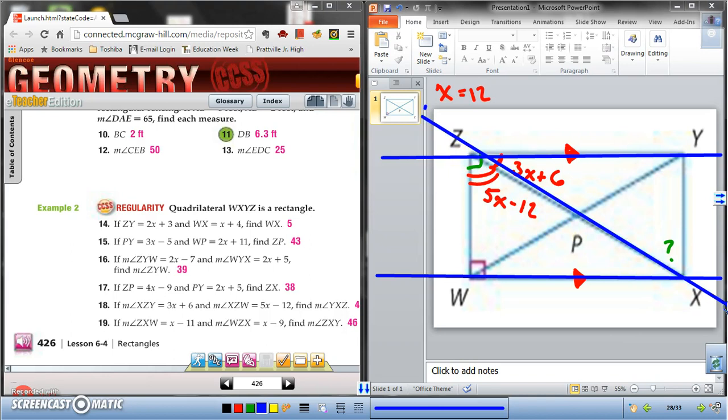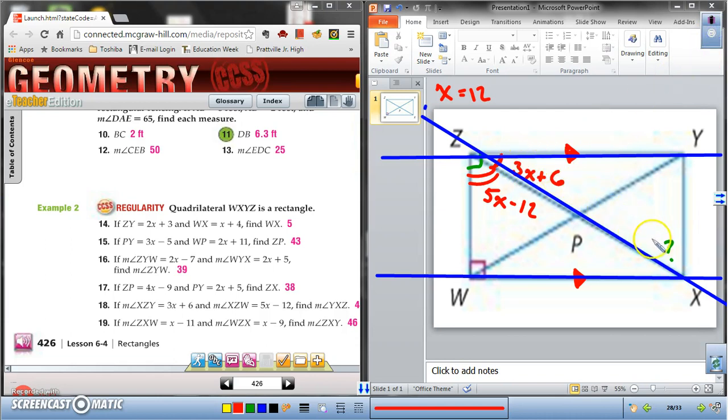Okay, so I'm only looking at ZY and WX, which we just said are parallel, and then I also have this diagonal ZX that, if I was to extend all of these lines, what I would end up with is two parallel lines cut by this transversal. And if I'm looking at it in that context, now I can relate these angles to one another.